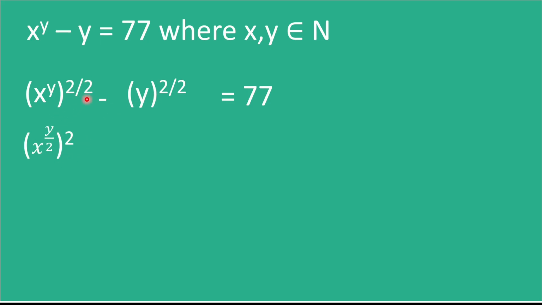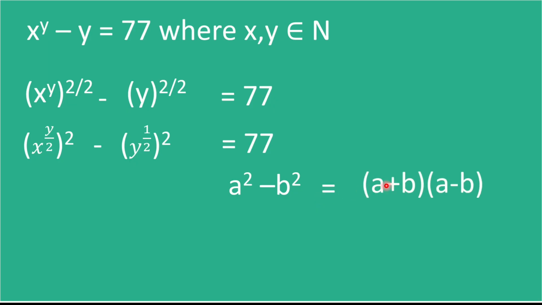After bringing this denominator inside the parenthesis, this becomes (x^y divided by 2) all power 2, minus, and similarly here (y^1 divided by 2) all power 2, which is equal to 77. Now look at this value. This is basically in the form of a square minus b square, which is equal to (a plus b) into (a minus b). So we will expand these values according to this formula.